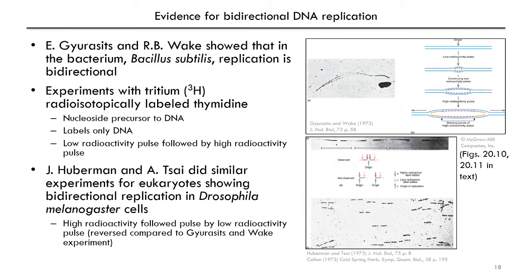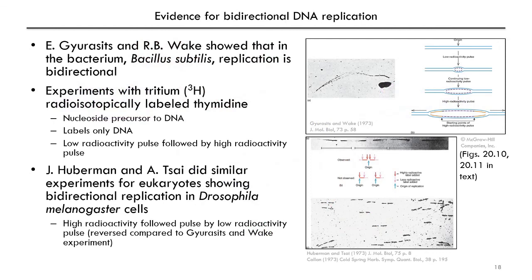In the 1970s, researchers Gurasitz and Wake showed that DNA replication is bidirectional in the bacterium Bacillus subtilis. They fed the bacteria thymidine radioisotopically labeled with tritium, a radioactive isotope of hydrogen. Labeled thymidine is incorporated into DNA. They determined the direction of DNA synthesis by first feeding the bacteria with thymidine containing a low proportion of the radioactive label, and then fed the bacteria with thymidine containing a high proportion of radioactivity.